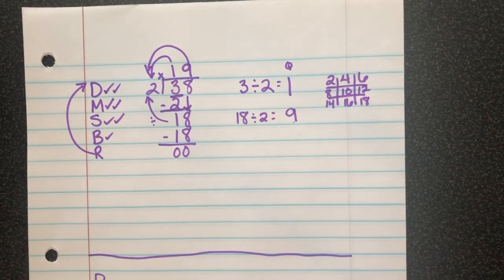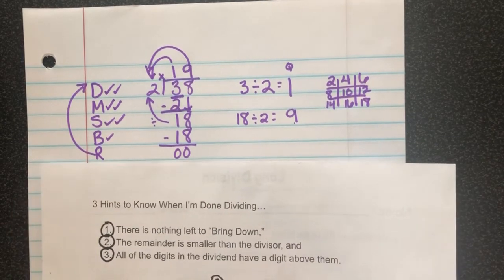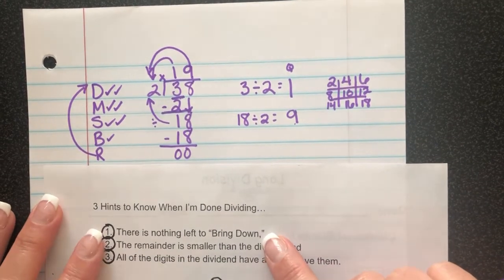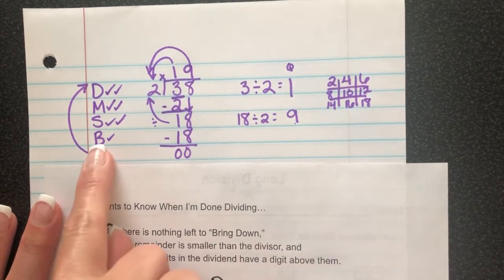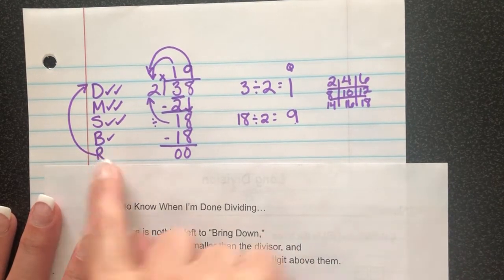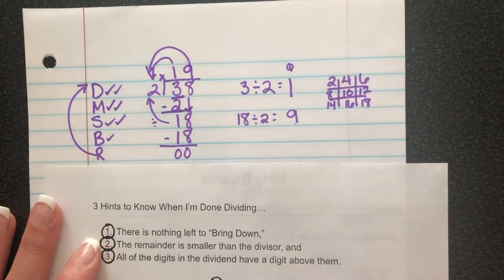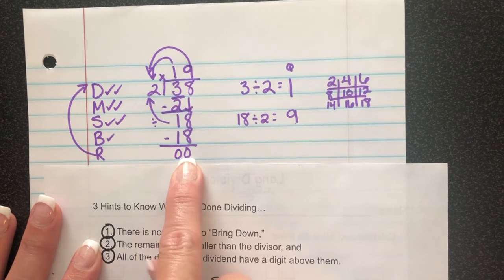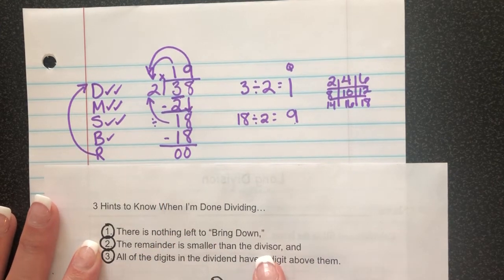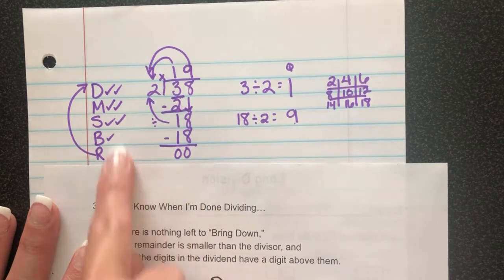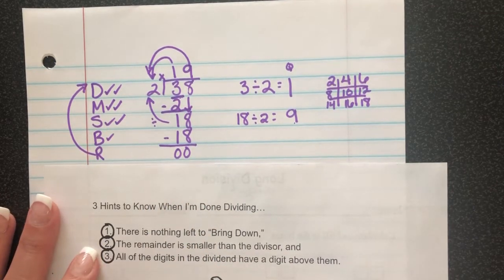Now, going back to the steps that I showed you in the last video, how do I know when I'm done? Well, clue number 1, there's nothing left to bring down. Bring down would be my next step, but there's nothing left in my dividend to bring down. So that's clue 1 that I'm done. Clue 2, the remainder. My remainder is 0. I have nothing left. The remainder is smaller than the divisor. Yes, 0 is smaller than 2. So check off clue number 2. Clue number 3 now.